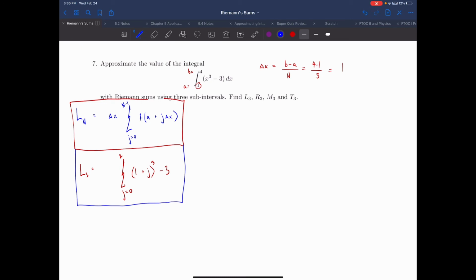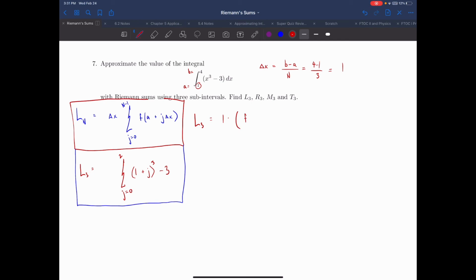So let's just go ahead and calculate the area here. So L sub 3. What's the width of each rectangle? Using left-hand sums, it's 1. And then we have 3 subdivisions. So we're going to have 1 and then parentheses. And I'm going to write this using the f of x notation.